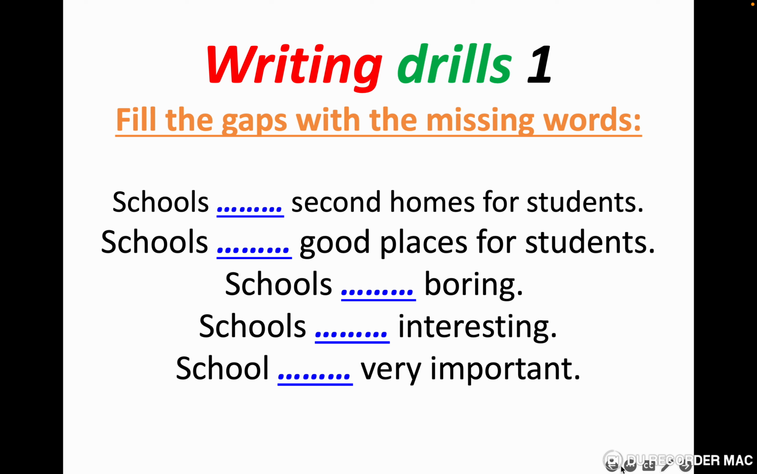Now we have the plural. Schools are second homes for students. Schools are good places for students. Schools are boring. Schools are interesting. Schools are missing an S, so it's schools. Write schools are very important. If you have finished writing these, let's go to the next slide.